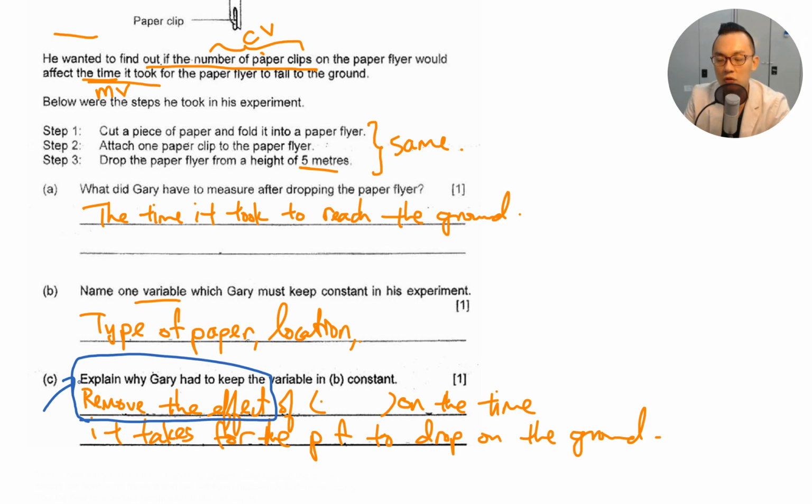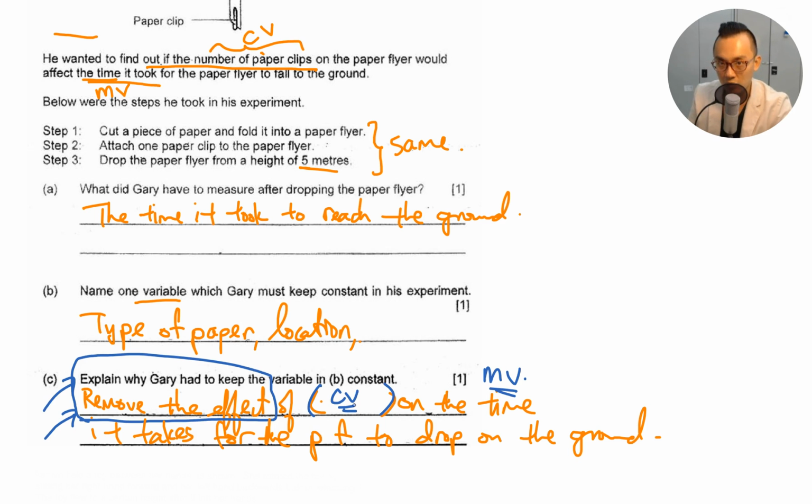Maybe the location will cause it to fall faster, because some locations have greater wind and some have no wind, so that will cause the paper to fall faster. So you want to remove the effect of the wind. So that's how you do it: remove the effect of the variable that you want to keep constant on the measured variable, which is the time it takes for the paper flyer to drop on the ground. If it's another experiment, just repeat using the measured variable in that experiment. But I want you to remember this phrase: remove the effect of the constant variable on the measured variable.